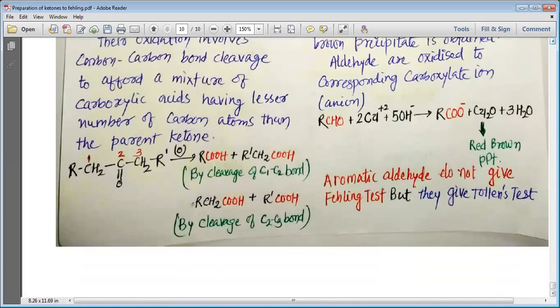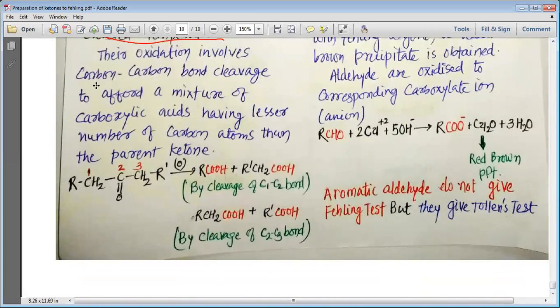Their oxidation involves carbon-carbon bond cleavage. So oxidation of these compounds causes the cleavage of the carbon-carbon bond to afford a mixture of carboxylic acids having a lesser number of carbon atoms than the parent ketone. So you will get products which have a lower number of carbons than the parent ketone.